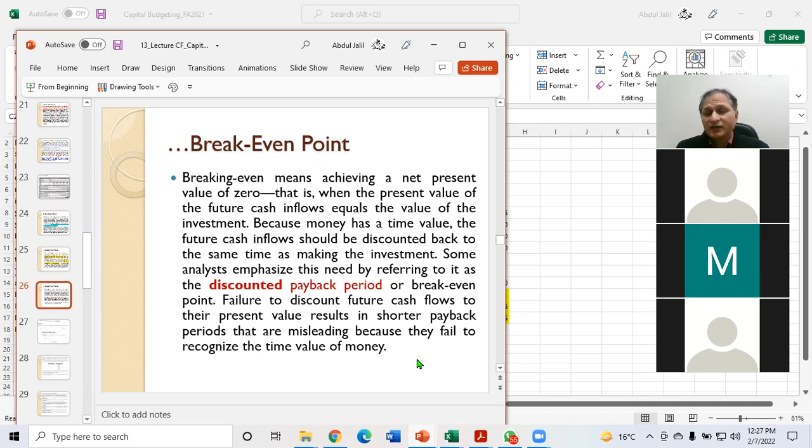So ultimately you will find it will take more than 5 years with discounted cash flow to reach this break-even point, or to pay back your original investment, right? So this is the situation when you discount. In the case of discounted cash flow, the payback period may be longer. The break-even point may come after more time. So this point needs to be understood.